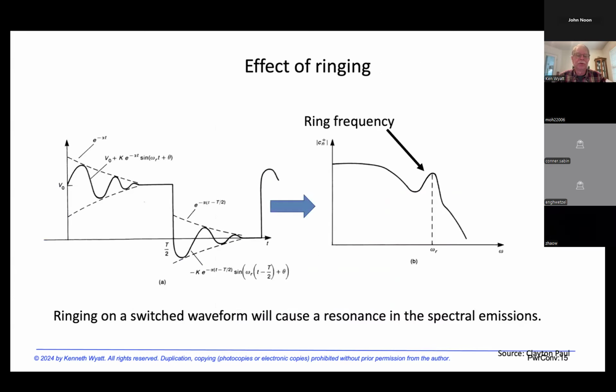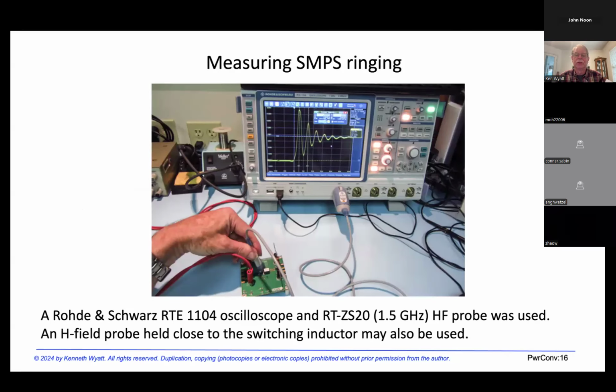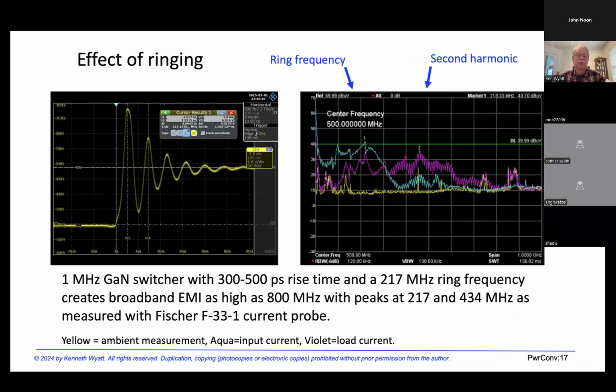So here's what happens. This is from Clayton Paul's book. You have this ring frequency, and it translates from the time domain to the frequency domain as a wide peak in the emission spectrum. And here I am measuring some ringing on a gallium nitride DC to DC converter. It's switching at, I believe, 1 megahertz, and you can see the ring there on the screen. Here it is blown up better.